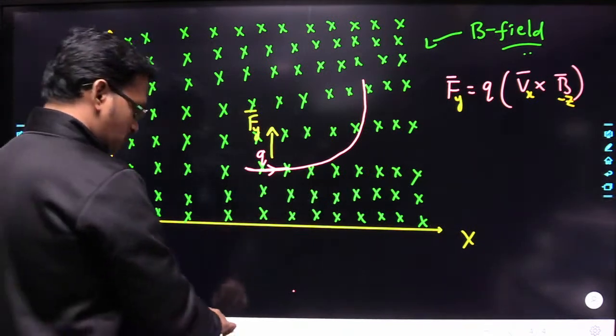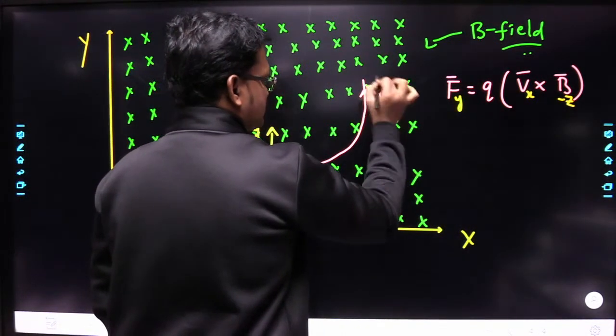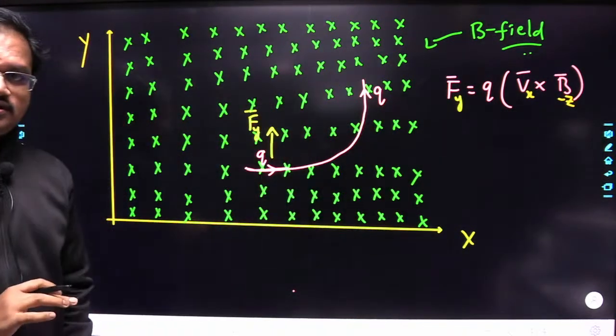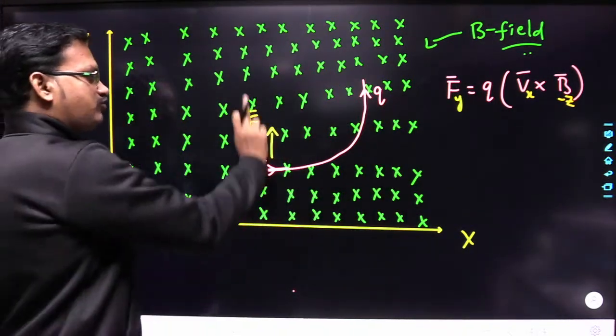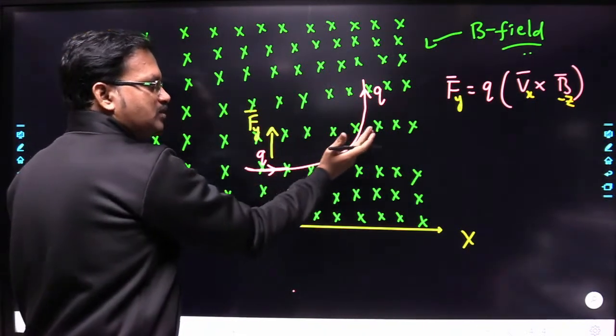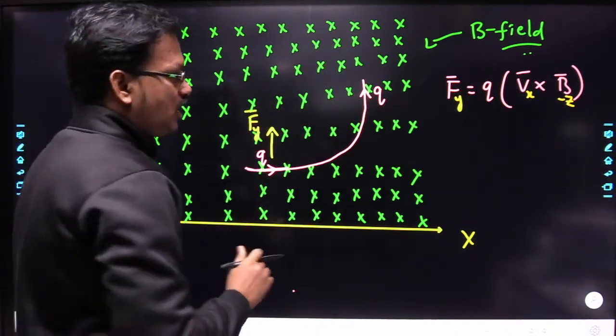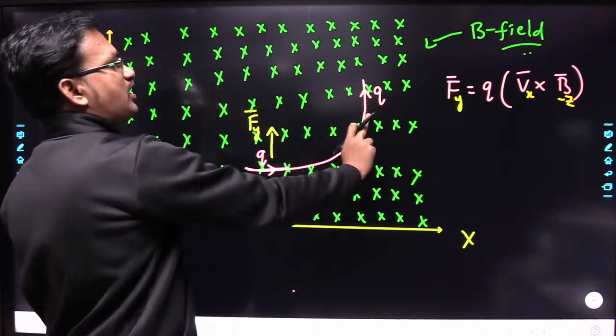Now here the charge is moving like this, right? Okay. So whenever the force is acting like this, it is going to take a curved path and tries to move along what? Now it is moving along the y direction. Understood? Now the charge is moving along which direction here?